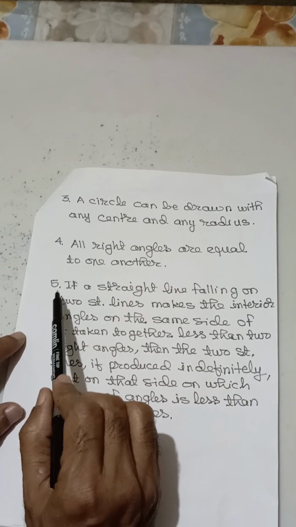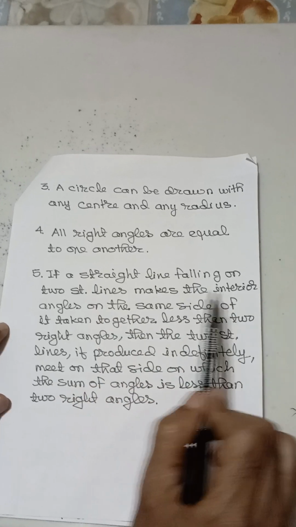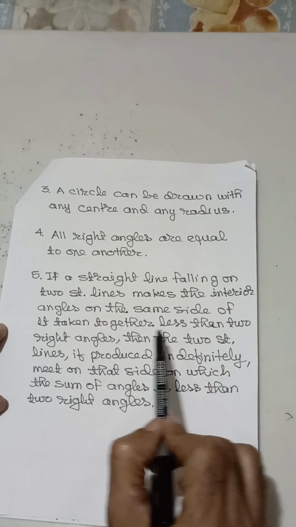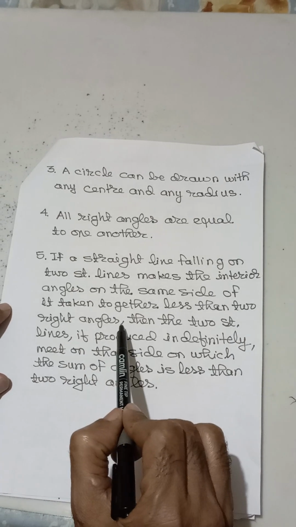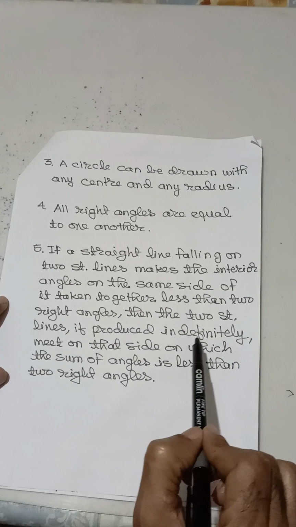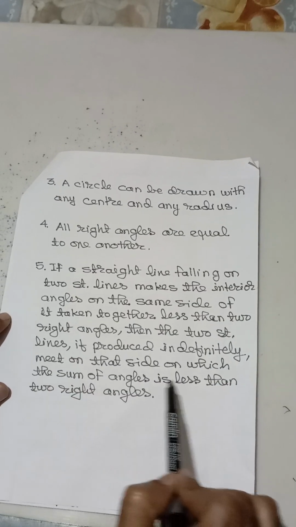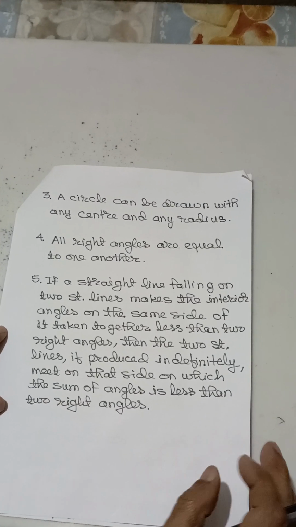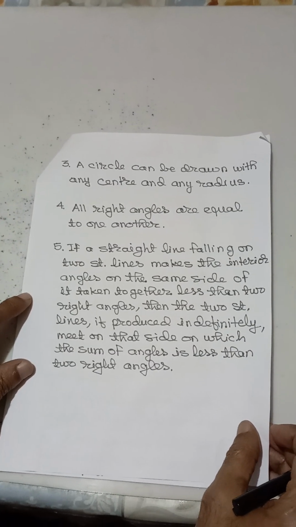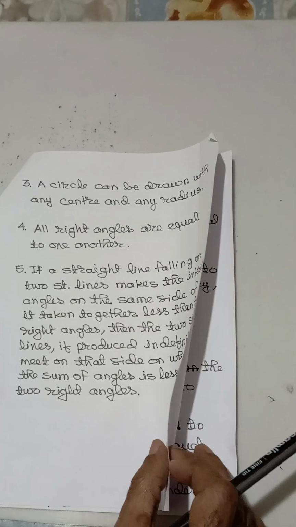And fifth postulate is if a straight line falling on two straight lines makes the interior angles on the same side of it taken together less than two right angles, then the two straight lines, if produced indefinitely, meet on the side on which the sum of angles is less than two right angles. So, guys, I will explain all the 7 axioms and 5 postulates one by one.